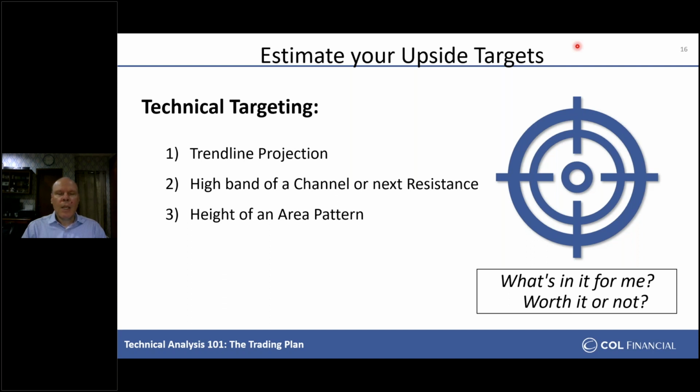All right. Now, how do we make an assessment of where a stock can go to technically? So we've got three ways of doing that. We can look at trend line projection, the high band of a channel or targeting the next resistance, or you can also measure the height of an area pattern if you see one. Now let's make sure that we look into that type of condition.